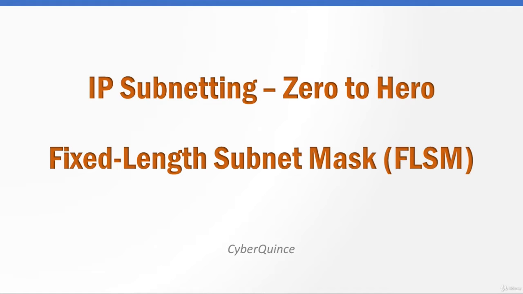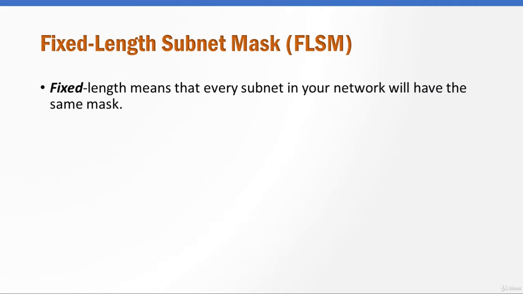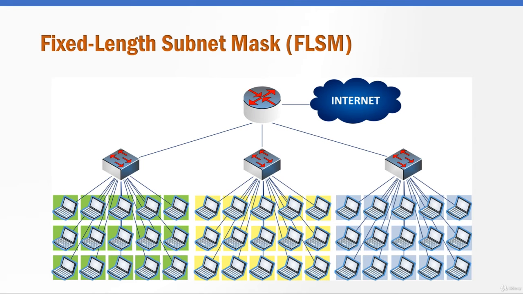There are two types of subnetting we're going to learn in this course: fixed length subnet mask subnetting and variable length subnet mask subnetting. First, we'll talk about fixed length. Fixed length means that every subnet in your network will have the same mask. In the example from our previous lessons, whether we use fixed length or variable length subnetting, we will end up having the same mask for each of these three networks.